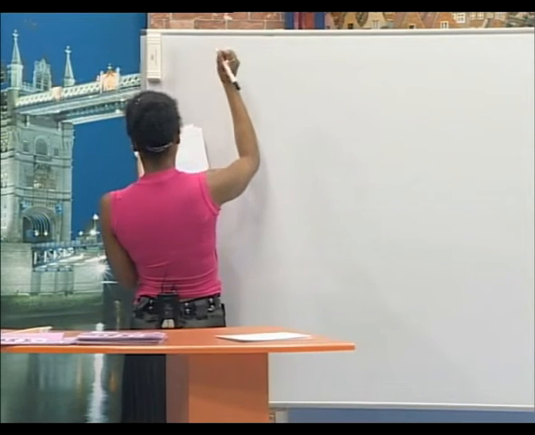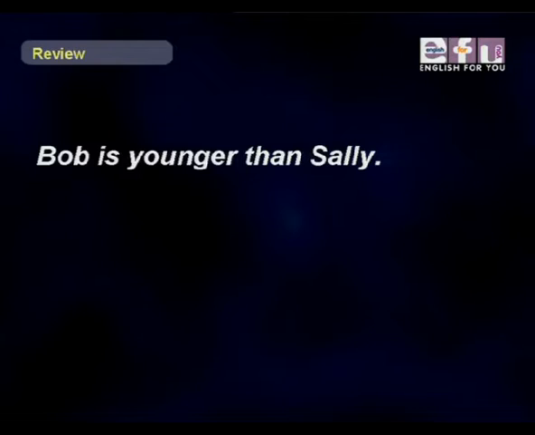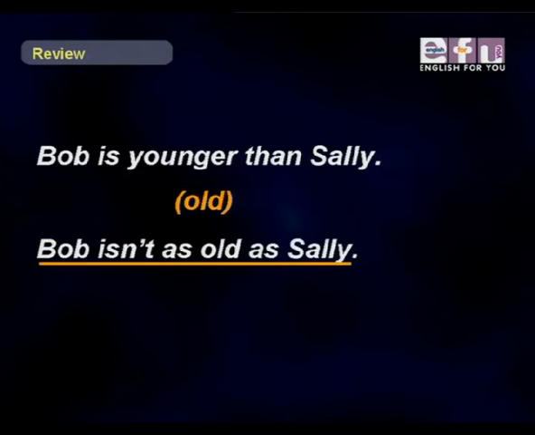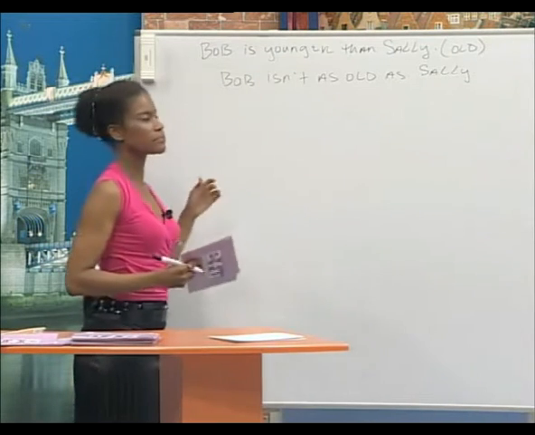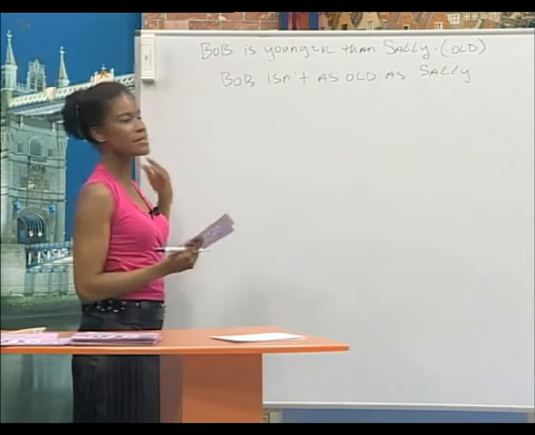Let's see. Here is an example first. Bob is younger than Sally. And then in parentheses we have old. So to use as, we would say, Bob isn't as old as Sally, right? Because he's younger. So Bob isn't as old as Sally.